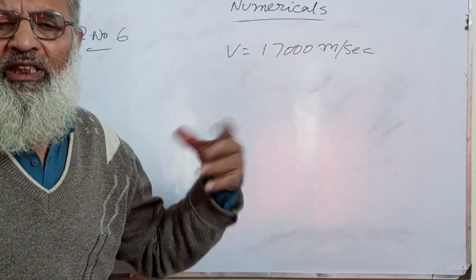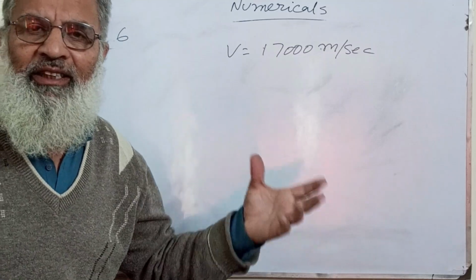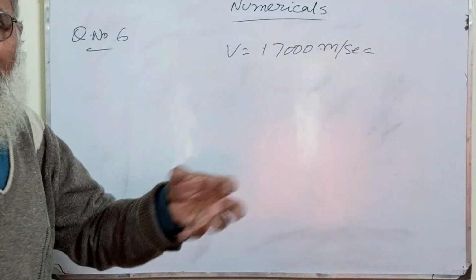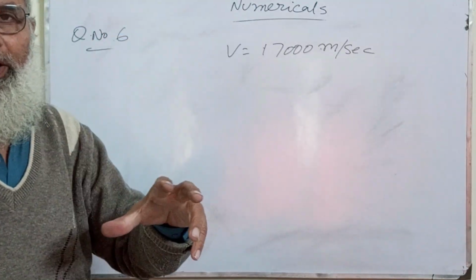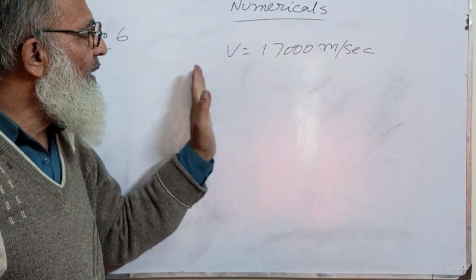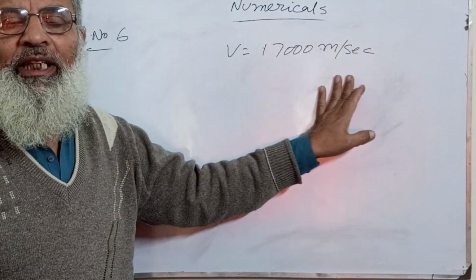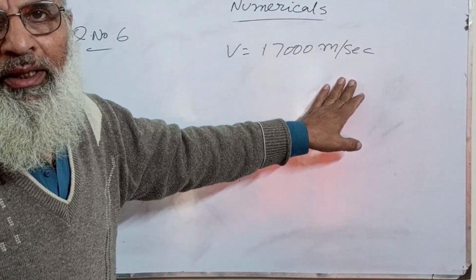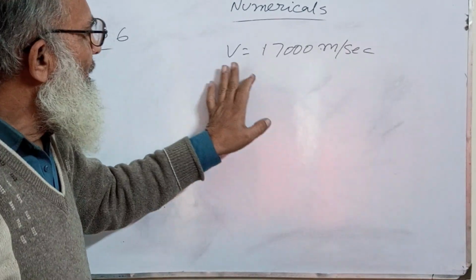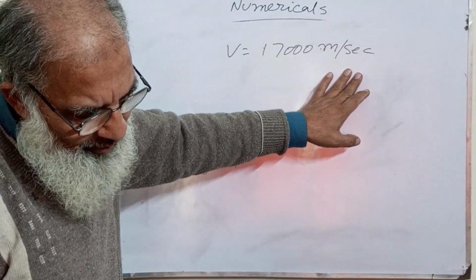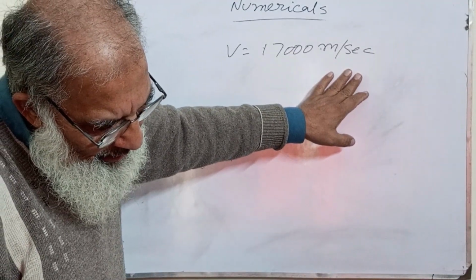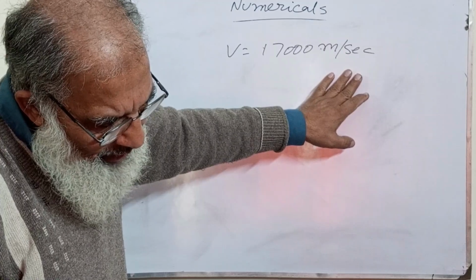Don't just bother about what it is, whether it is a Voyager, a spacecraft, a car, or a train. Just bring out the data from your question. This is the only data which is given to you. V is equal to 17,000 meters per second, and what I have to take out is how far it will travel.